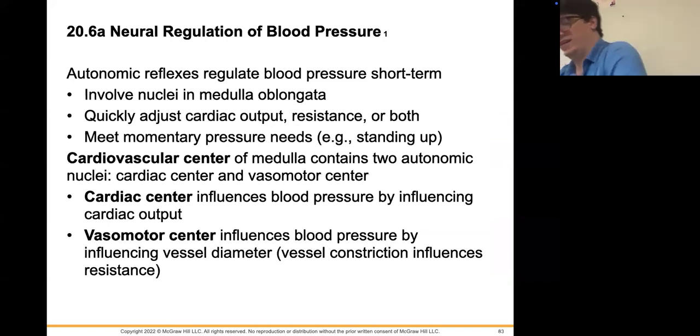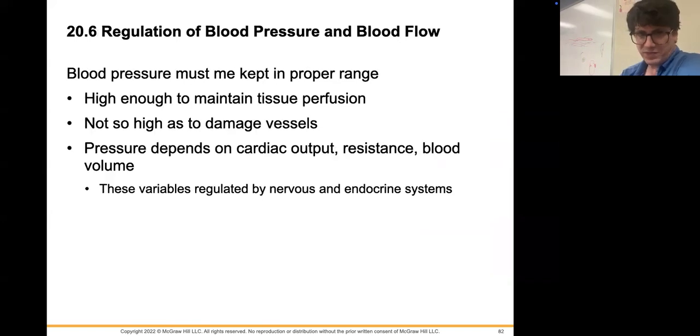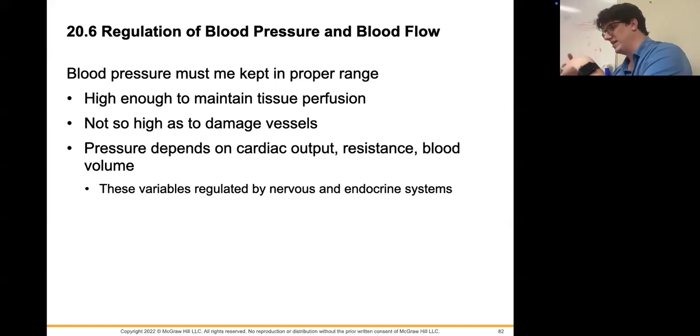Now, we do have to regulate our blood pressure. We try and keep our blood pressure within a fairly narrow range. It has to be high enough that we get oxygen flowing to our tissues, but not so high that we blow out our coffee filters. The reason I keep saying coffee filters is because I tend to think about the capillary walls in our kidneys as a filter. So I think about it like a coffee filter.